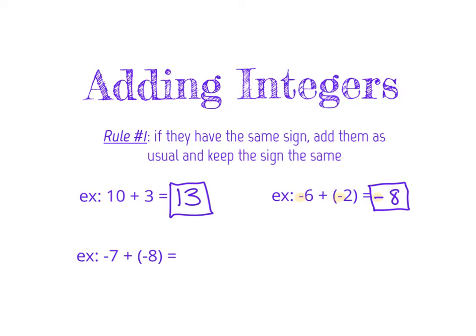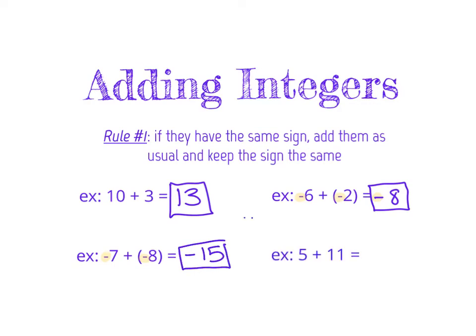Our next example is negative 7 plus negative 8. Again, both of my integers are negative, which means my answer will be negative as well. So I'm going to add 7 and 8, or negative 7 plus negative 8, and I get negative 15.